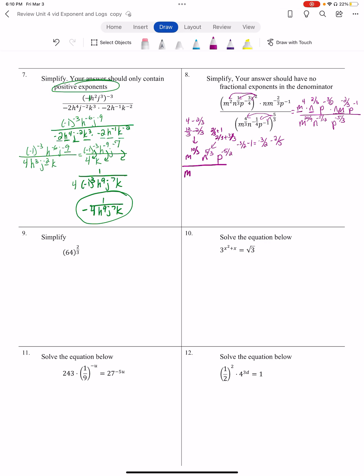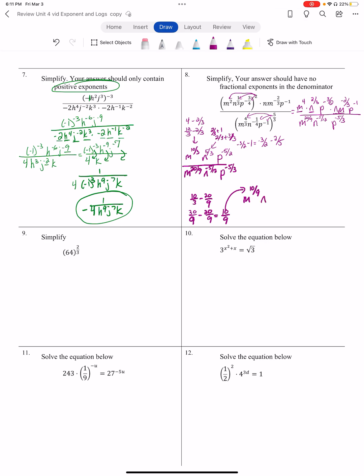My denominator is m to the 20/9, n to the negative 5/12, and p to the negative 5/3. Then I continue to combine using subtraction because there's division. So it's going to be 10/3 minus 2/9, which is 30/9 minus 20/9, because I find a common denominator, which is going to be 10/9. So that's going to be m to the 10/9. So that's how I got that.